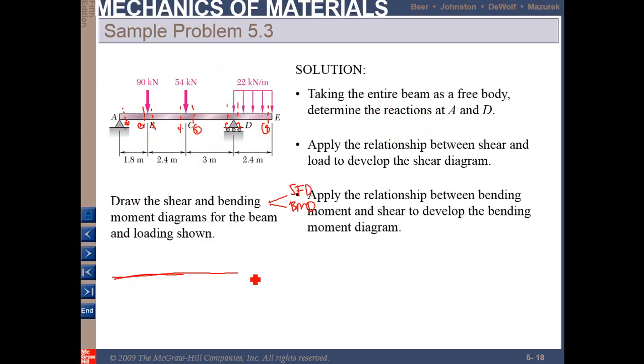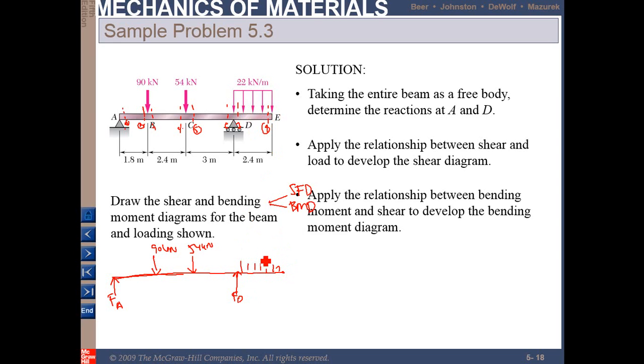So because for this problem you have a beam like this. From A, it has FA like this, and then you have 90 kilonewton, and then 54 kilonewton, and then at point D, FD, and then you have a uniform distributed load from D to E. From D to E, you have what we call UDL.